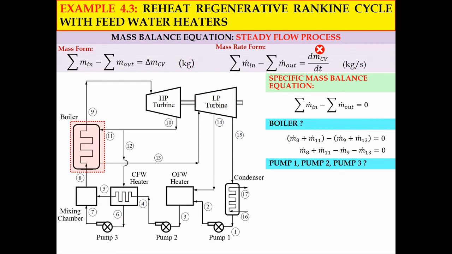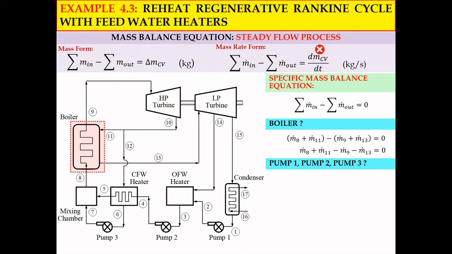How about the specific mass balance equation for pump number 1, pump number 2, and pump number 3? What you have to do is identify where pump number 1, pump number 2, and pump number 3 are. Then identify how many inlets and outlets are involved, and the numbering for the inlet and for the outlet. Then substitute into the general mass balance equation for the steady flow process.